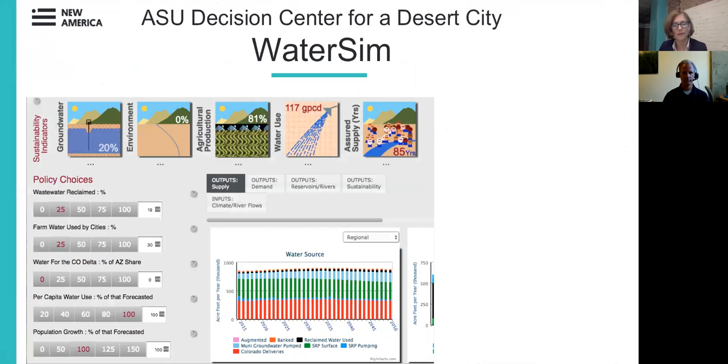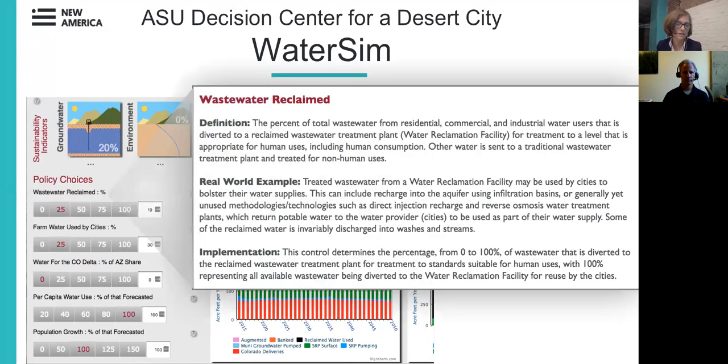ASU's WaterSim is a model-based decision support for water resources. Dave's team at ASU works on this tool. They have a bank of 27 policy choices behind the scenes around water and configure the tool with the 5 choices most relevant for each region or municipality they partner with. For example, given the parameters for the 5 policy choices on the left, wastewater reclaimed, farm water used by cities, population growth, etc., the graph shows what the sources of water will need to be for the region, Phoenix region, to meet demand. Users can choose to adjust the inputs, for example, by choosing to reclaim a higher percentage of water. The tool designers built in just-in-time learning, so users who are not water management experts can understand each policy with a real-world example and some information on how to implement it.